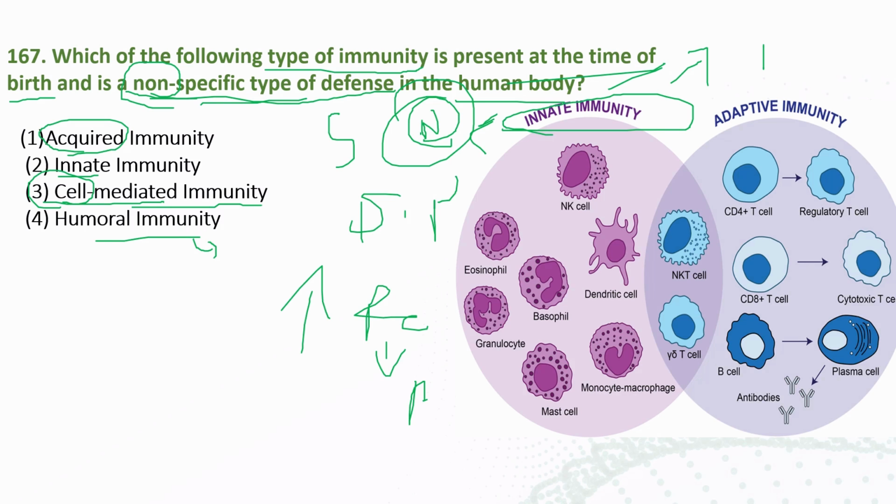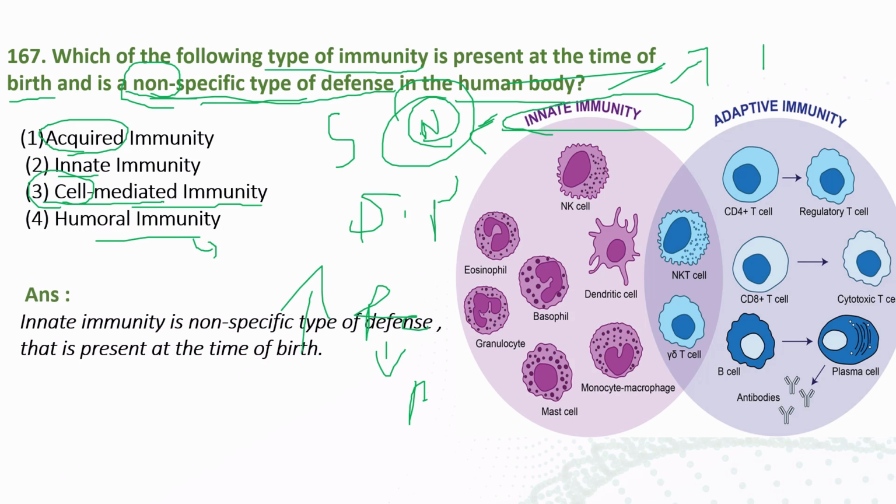Okay, so what is the right answer here? The innate immunity is the immunity which is seen at the time of birth, and it is also known as non-specific type of immunity. Okay, we'll move on to the next question.